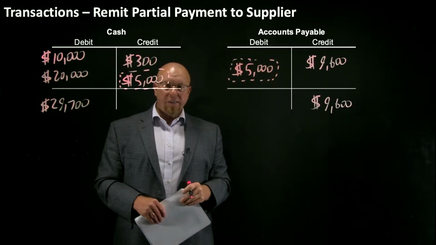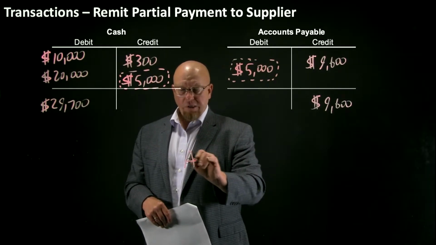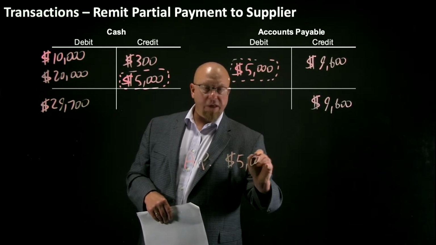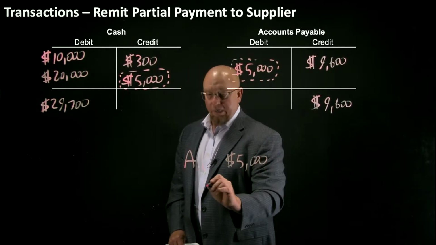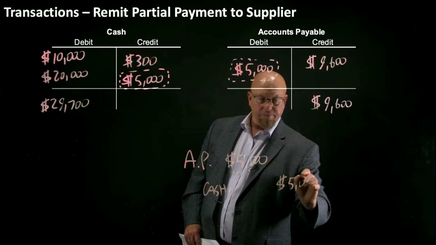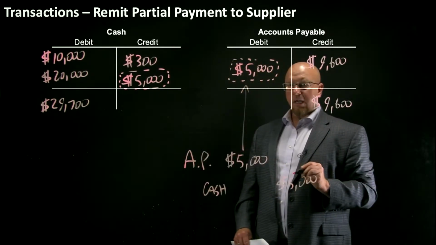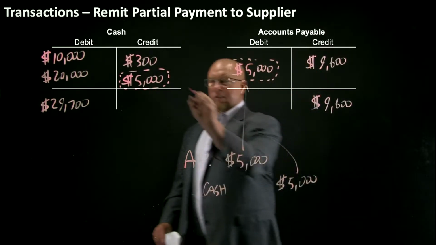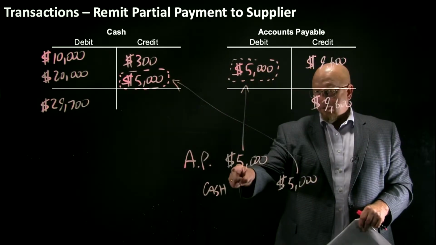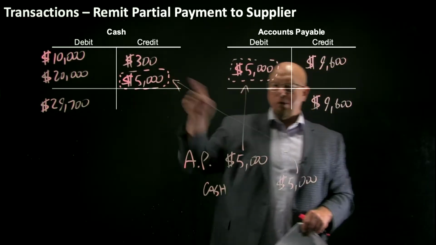So what you can see is this journal entry that we would record. In fact, I'll just write the journal entry here. It would be debit accounts payable $5,000, credit cash $5,000. As you can see, this debit causes the accounts payable to decrease. This credit causes your cash to decrease. The journal entry is such that your debits equal your credits. Debits over here equal the credits.